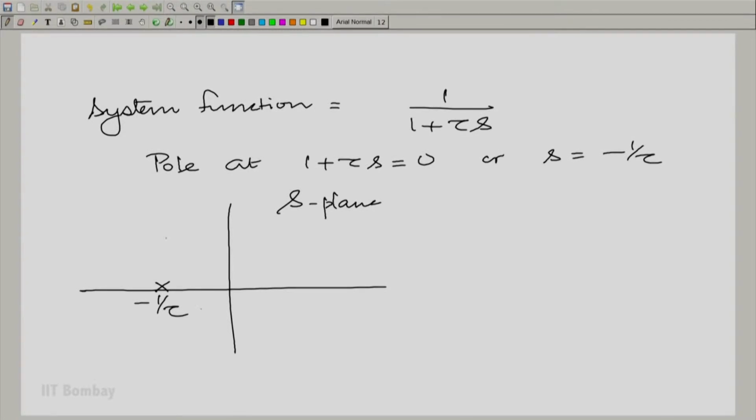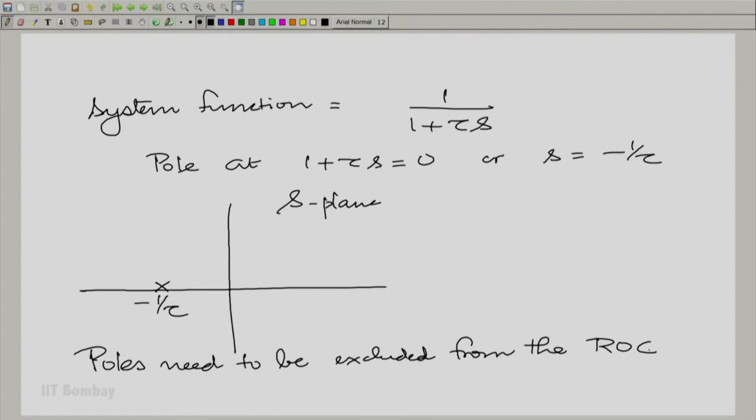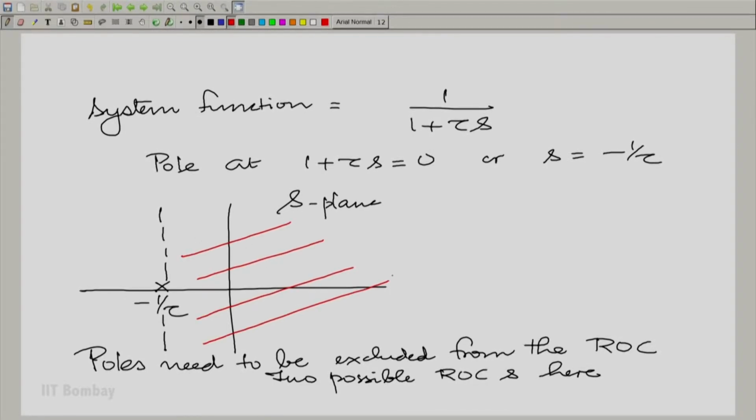And therefore, there are only two possible regions of convergence. As I was saying, if you have a rational Laplace transform, the poles need to be excluded from the regions of convergence. Let us mark them. Draw a vertical line through this pole, and the right shaded region is one of the regions of convergence. I will mark that here. And the green left shaded region is the other possible region of convergence.